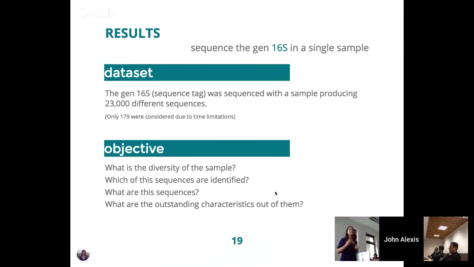This is a case study we made to test the application. The data set is a data set of 23,000 different sequences that were generated after sequencing the genomic marker 16S over a sample. Considering time limitations, this case study only considers 179. And so the objective of this case study is to understand what is the diversity of the sample and which of the sequences could be identified and what are the similarities between the sequences.